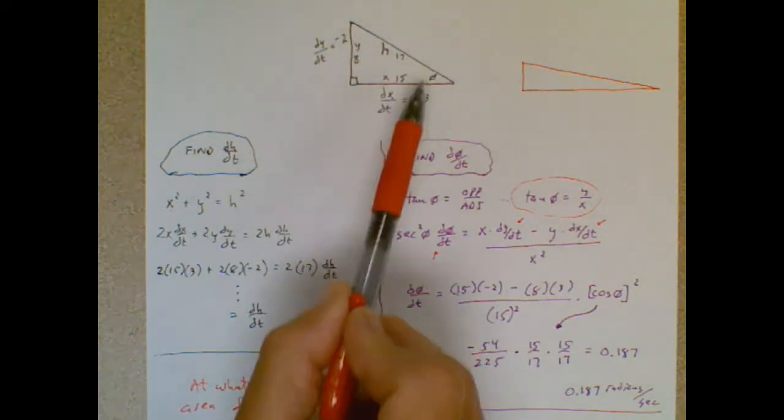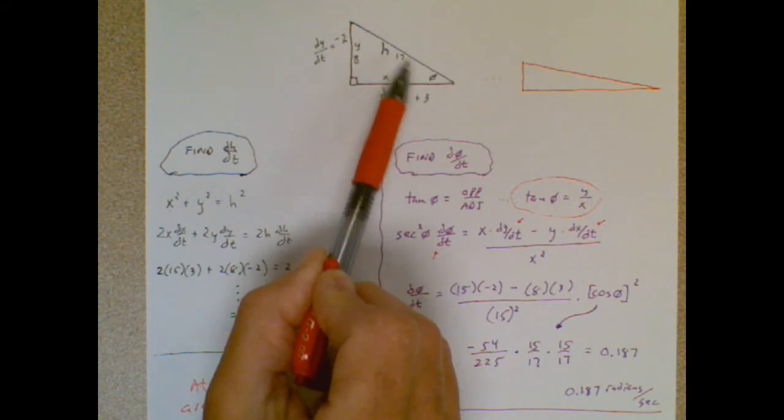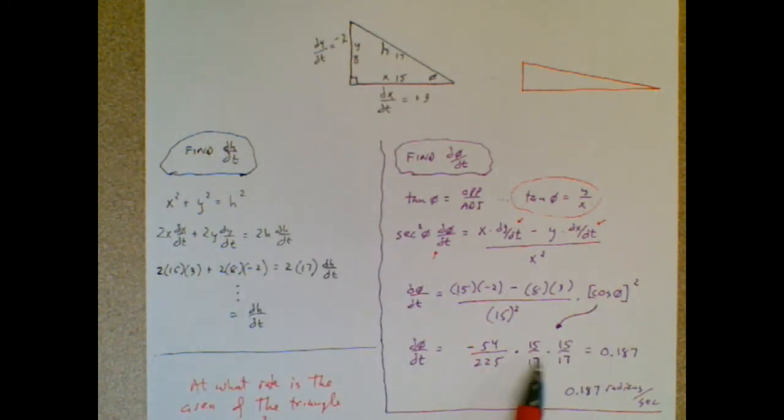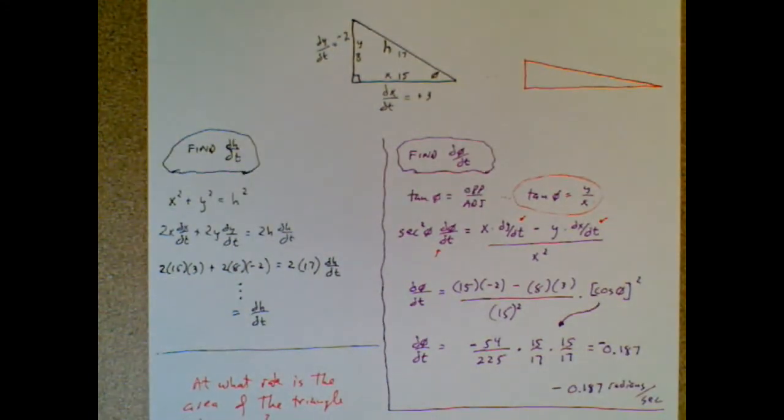I go back to my geometry days where I said cosine is adjacent over hypotenuse. Since it's squared, this times that. So by the time I do all that number crunching, I get the radius, or the theta is changing by, I better add a negative. It's decreasing by 0.187 radians per second. Put a negative there just in case the police are watching.